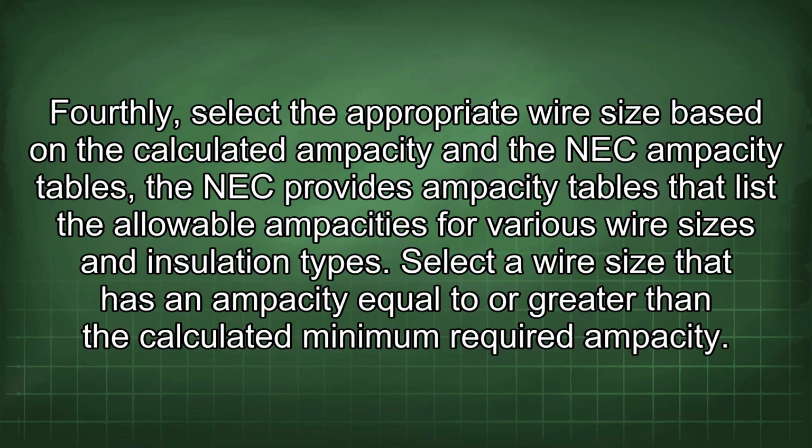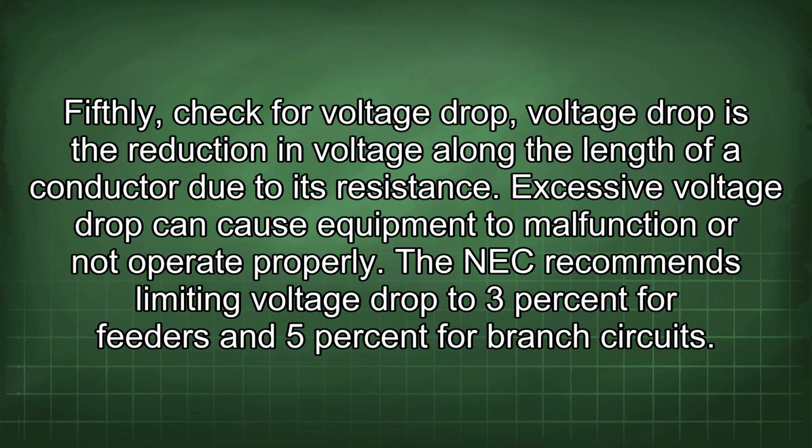Fourthly, select the appropriate wire size based on the calculated ampacity and the NEC ampacity tables. The NEC provides ampacity tables that list the allowable ampacities for various wire sizes and insulation types. Select a wire size that has an ampacity equal to or greater than the calculated minimum required ampacity. Fifthly, check for voltage drop.